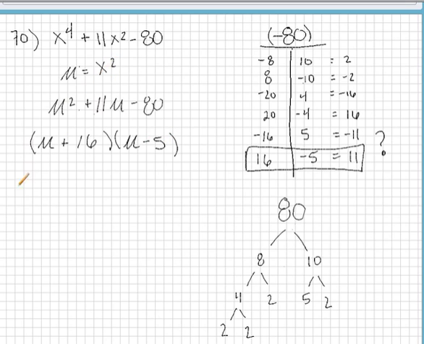If you want to put it back in terms of x, which you should, it's really easy at this point. This just turns into x squared plus 16, and this turns into x squared minus 5. And this will be your final answer for this problem.